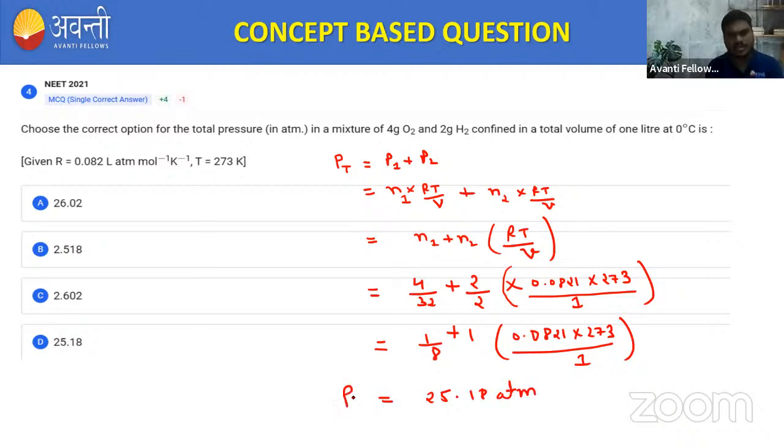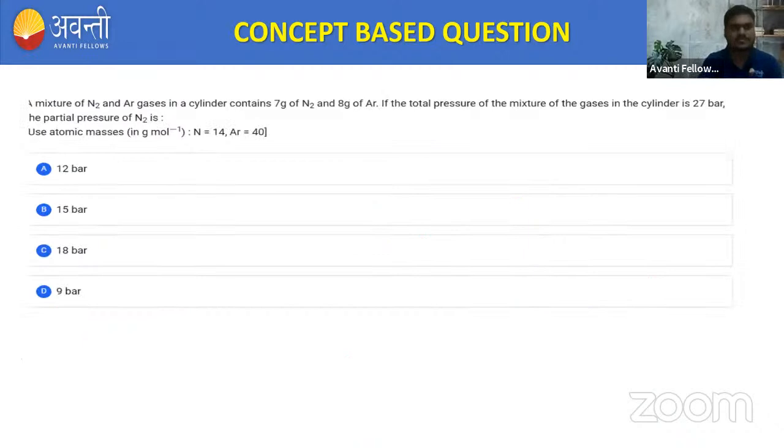Okay? So this is the total pressure we have, that is 25.18 atm. So which one is correct? Yes, option D. So option D is absolutely correct, that is 25.18 atm. This is our correct expression. Okay? So I hope this is clear to you. I hope everyone understood how the answer came. So this is our correct answer. Come on, now move to the next question.